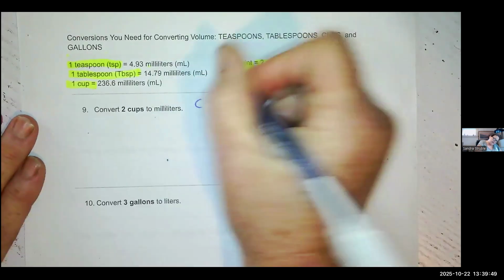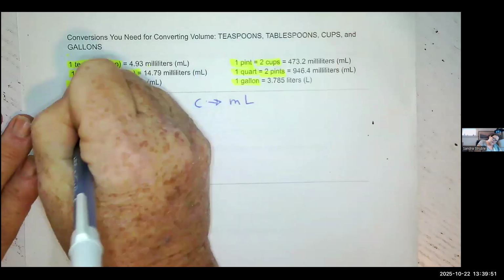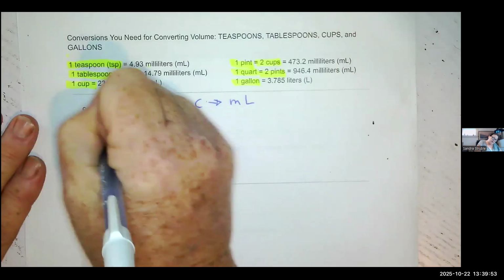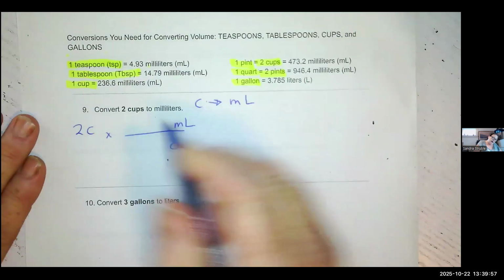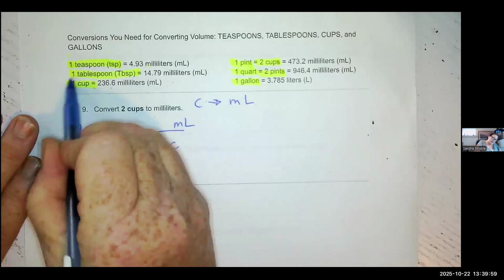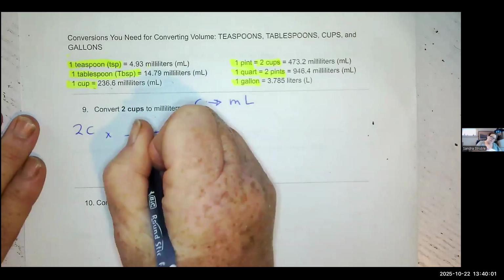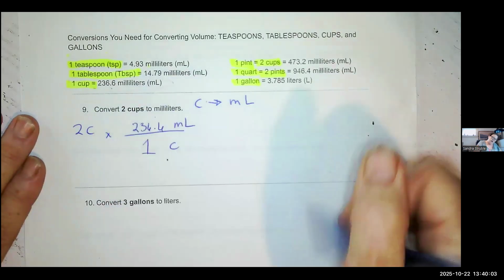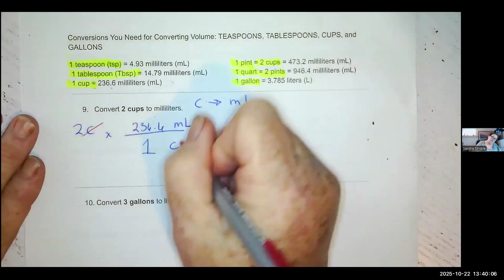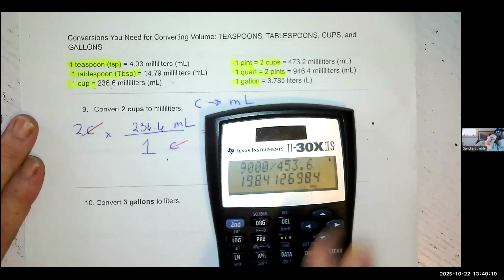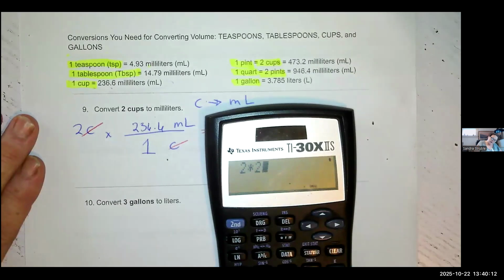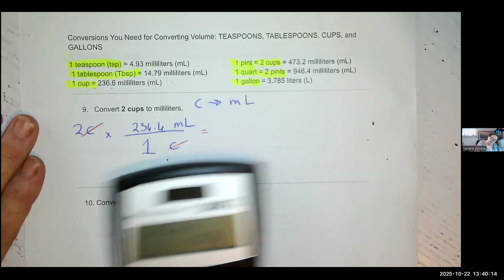So start with what you're given, 2 cups. Get rid of cups and go to milliliters, since we know we can do that with this one here. Plug in 1 for cup and 236.6 for milliliters. Multiplying straight across, cups are gone. We only have 1 in the denominator, so we just need to multiply. 2 times 236.6 is 473.2 mLs.